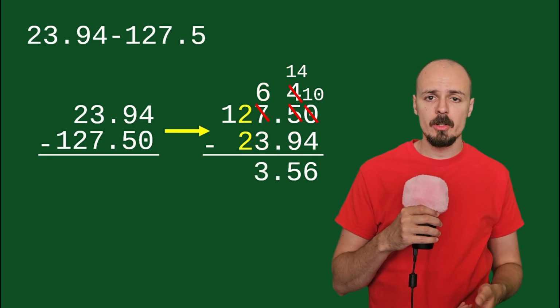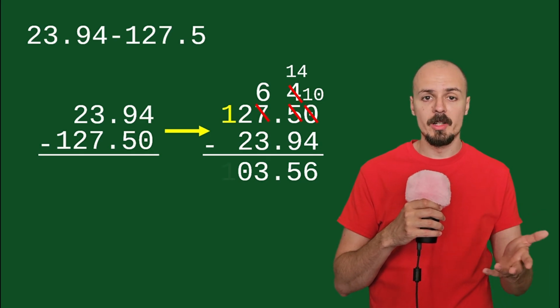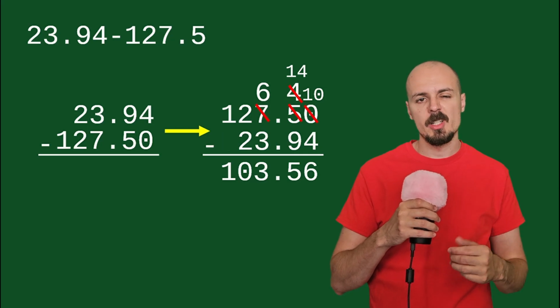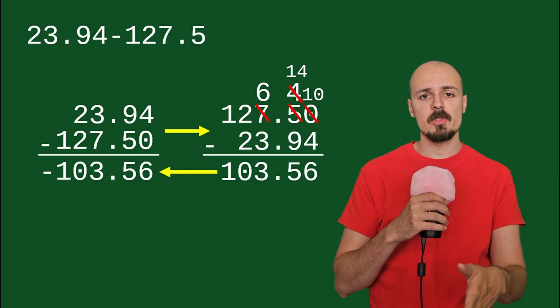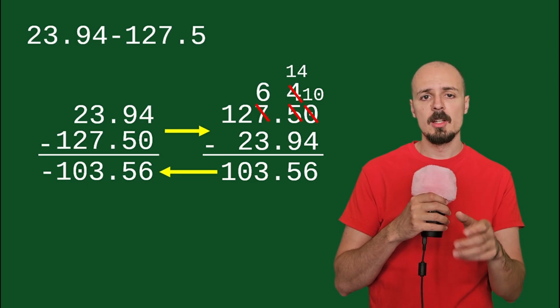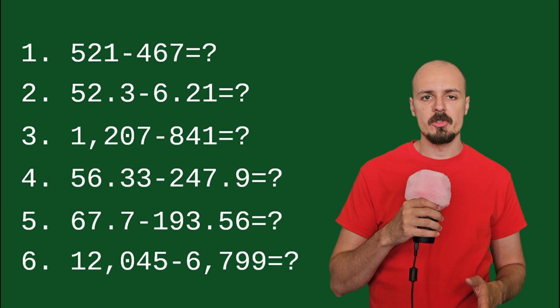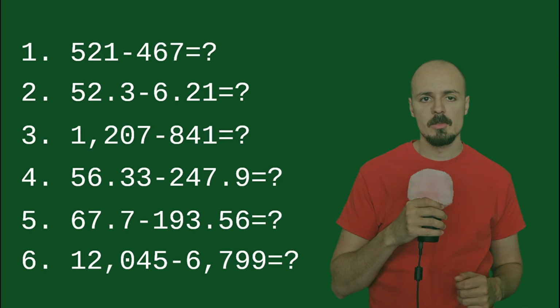2 minus 2 is 0, that's fine, and 1 minus nothing is, well, 1. You could think of it like there's a 0 here if you want to, but again, that's not necessary. Now let's change the sign, and as a final answer we get negative 103.56. Now, we have some practice questions here. Pause the video now and give them a go, otherwise the answers will be revealed in 3 seconds.